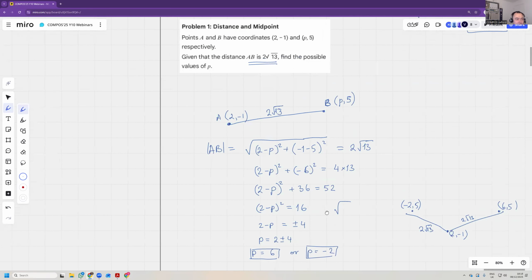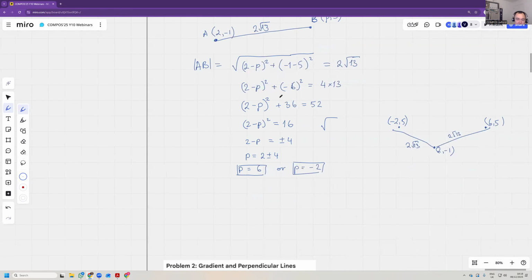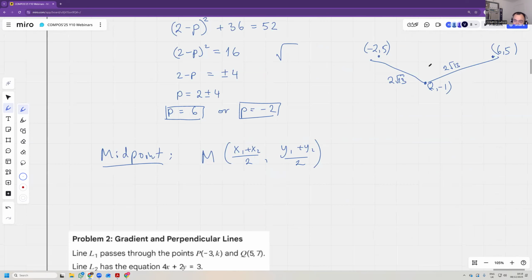And then we can find the midpoint. It does say midpoint, but it doesn't ask for the midpoint. But let's do the midpoint. We know that the midpoint has coordinates M: (x1 plus x2) divided by 2, (y1 plus y2) divided by 2. But there are two possibilities, right? Because we can have the midpoint M1 or the midpoint M2.